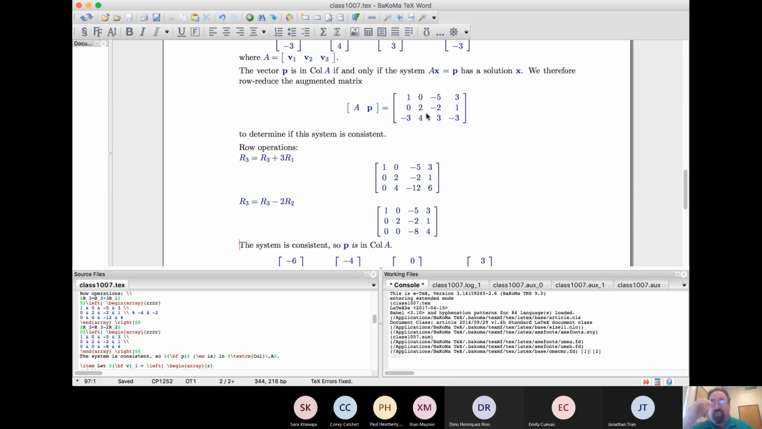So that's all it takes, row reduction, to ensure that the system is consistent, to tell if a given vector is in a given column space. Questions about that?